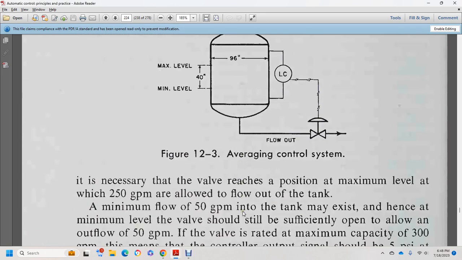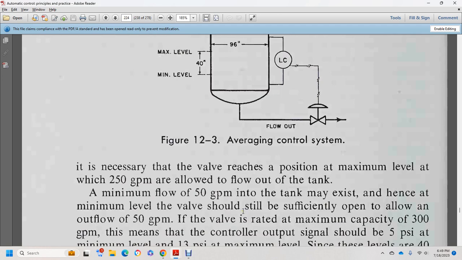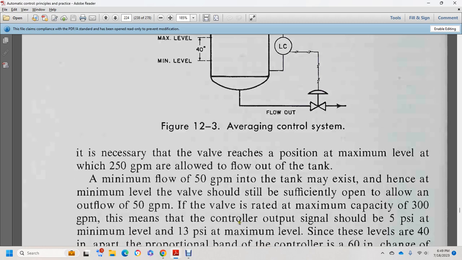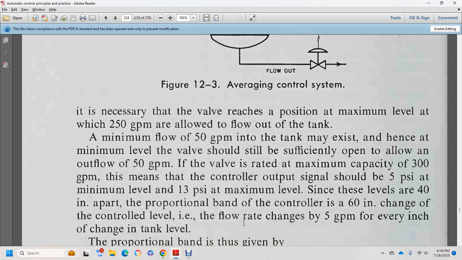And then to a valve. It is necessary for the valve to reach the maximum position at the maximum level, so that 250 gallons per minute are allowed to flow out of the tank. The minimum flow of 50 gallons per minute out of the tank may exist. Hence, at the minimum level, the valve should be sufficiently open to allow an outflow of 50 gallons per minute. The valve is rated with a maximum capacity of 300 gallons per minute.